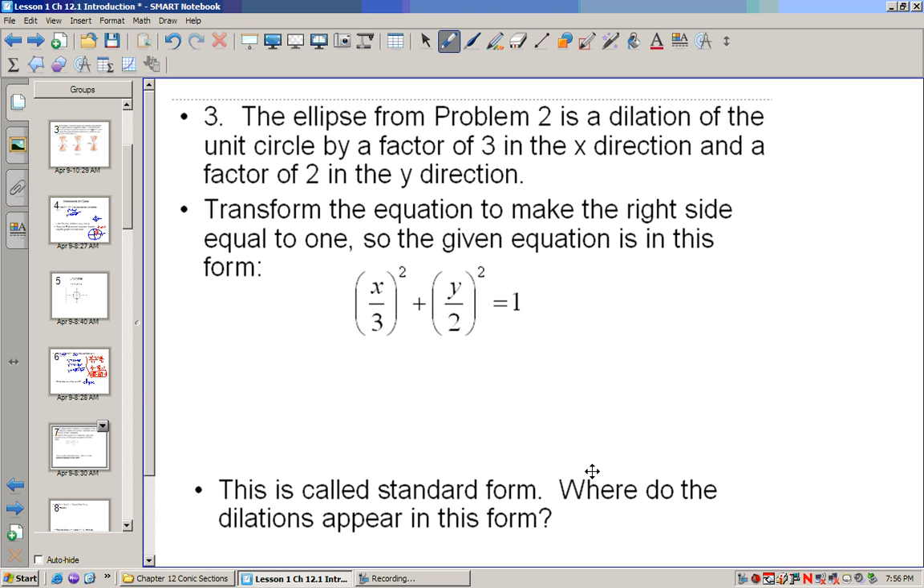Now this is called standard form. Where do the dilations appear in this form? Well, in the x direction, it moves 3, and that's right below the x. And in the y direction, it moves 2, and that's right below the y. So if you just looked at this in standard form, you'll be able to see that it moves 3 out in the x direction, 2 up and 2 down in the y direction.